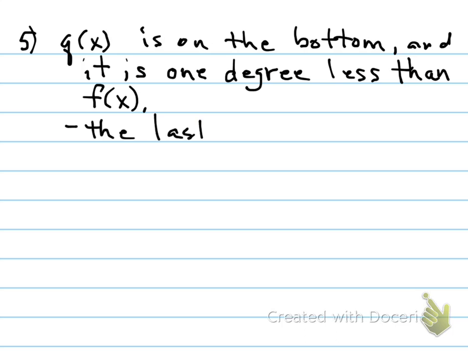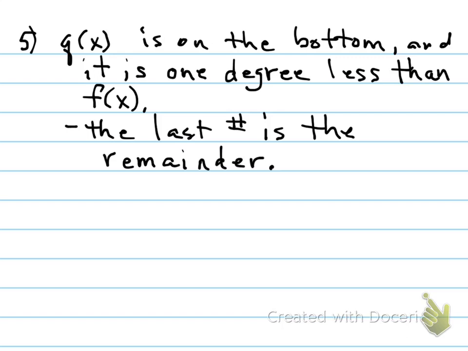The last number is the remainder. And it's probably the most important number that you'll get out of the whole thing, so it has to be right. And the only way for the last number to be right is what? If every one of them is right. And you'll see why it's so important next time when we start using synthetic division.